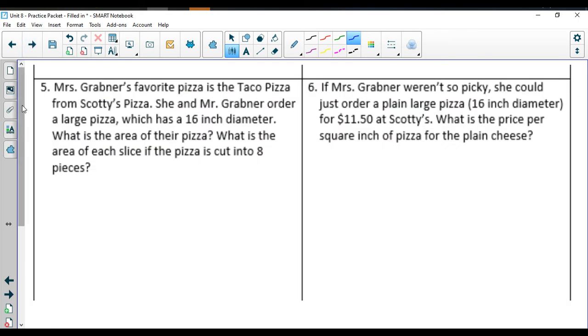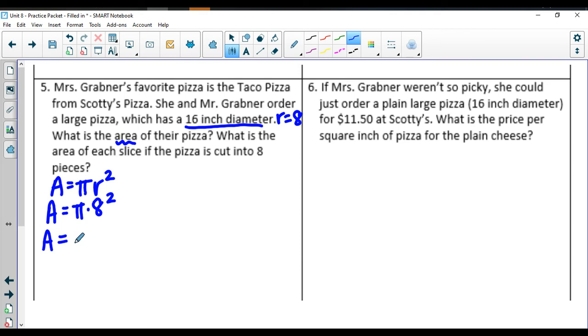For question 5 down at the bottom, Mrs. Grabner's favorite pizza is the taco pizza from Scotty's Pizza. She and Mr. Grabner order a large pizza which has a 16-inch diameter. What is the area of their pizza, and what is the area of each slice if the pizza is cut into 8 pieces? So the diameter is 16, which tells me my radius would be 8. I need to know that because I'm finding area, and my formula for area is pi r squared. So I'm going to have pi times 8 squared.